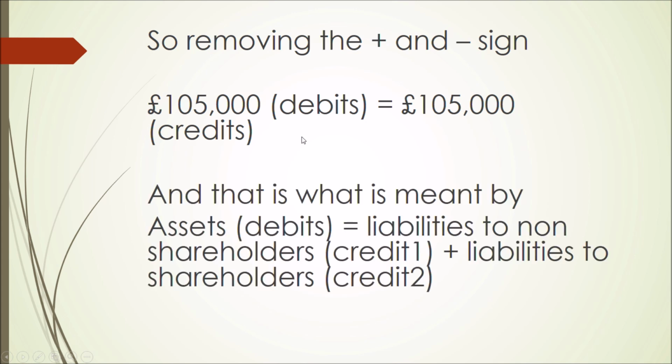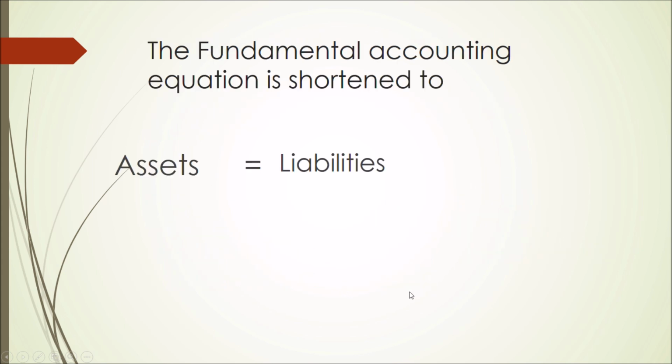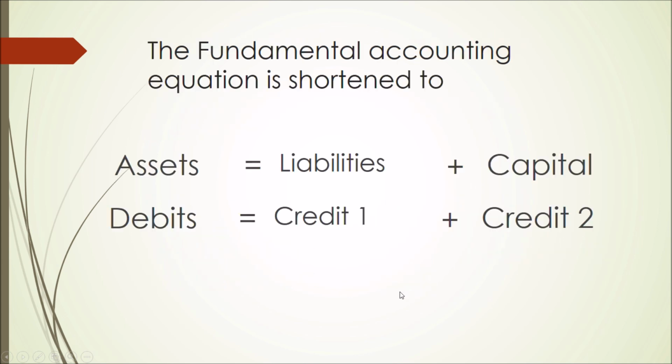That's all that's meant. Assets, debits, is equal to liabilities to non-shareholders, the credit lump number 1, and liabilities to shareholders, the credit lump number 2. Assets equals liabilities plus capital, debits equals credits. That's it. That's the whole of accountancy in one little explanation. Basically, your debits equal your credits. Your assets equal your liabilities to non-shareholders plus the liabilities to shareholders in the end.